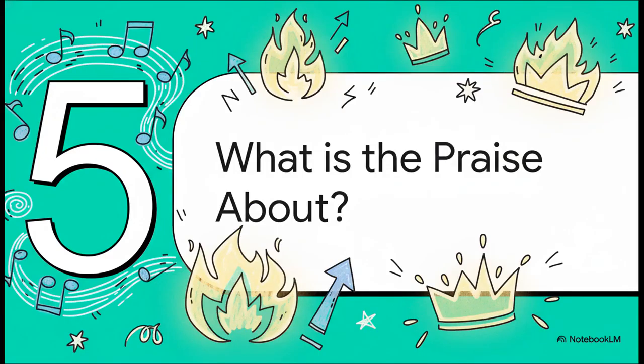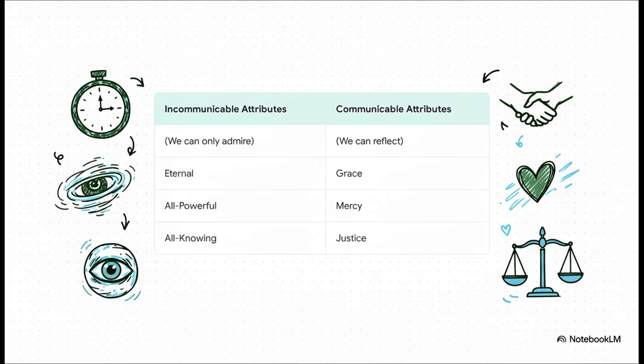So, if praise is this natural, joyful response to what is admirable, that brings us right back to our hymn structure. What exactly is the fuel that these psalms are burning? What attributes are they calling admirable and worthy of our praise? Well, the cause for praise in the Psalms usually centers on two different types of divine attributes. On one hand, you have the incommunicable attributes. These are the things we can only stand back and admire in awe, like God being eternal or all-powerful. But then you have the communicable attributes, qualities like grace, mercy, and justice, which we're actually called to reflect in our own lives.